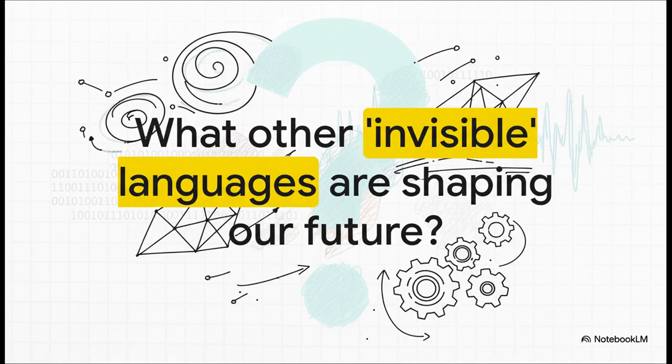And that leaves us with a really fascinating question to think about, doesn't it? We've just uncovered one of the most important invisible languages that holds our modern reality together. So it makes you wonder, what other hidden systems, what other invisible languages, mathematical or otherwise, are being built right now that are going to quietly shape the world of tomorrow?